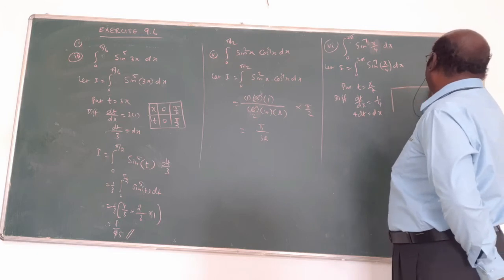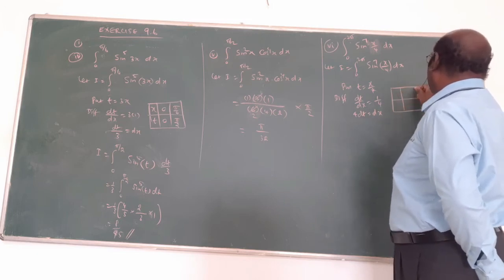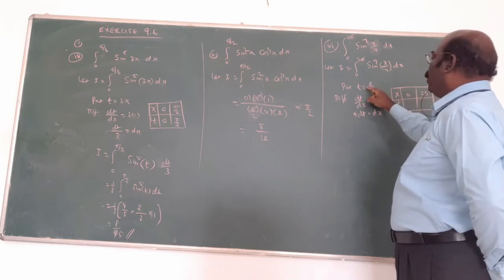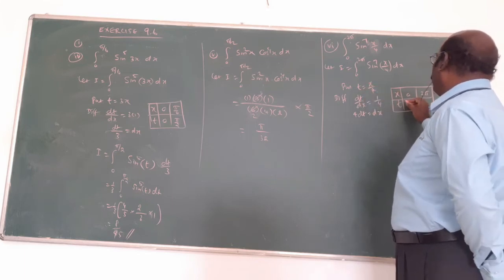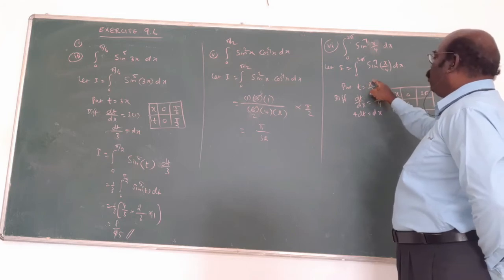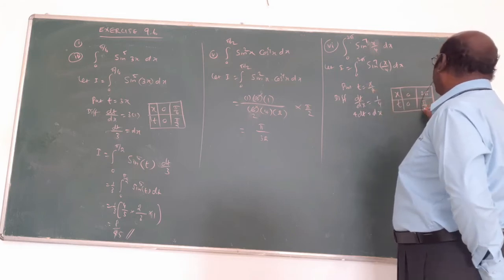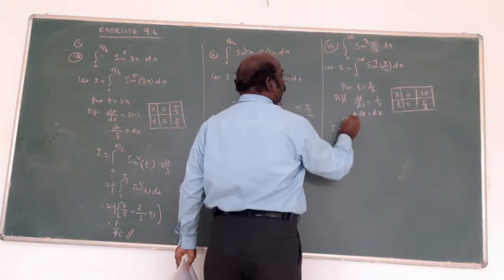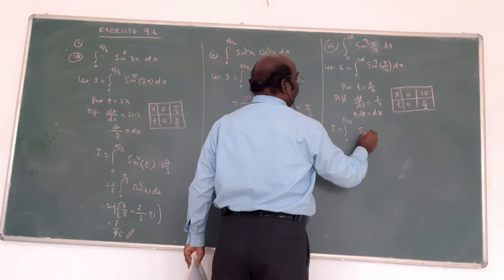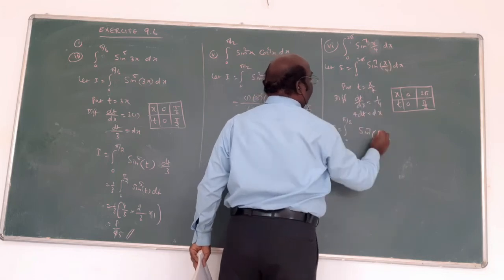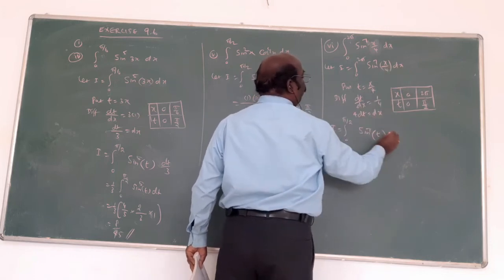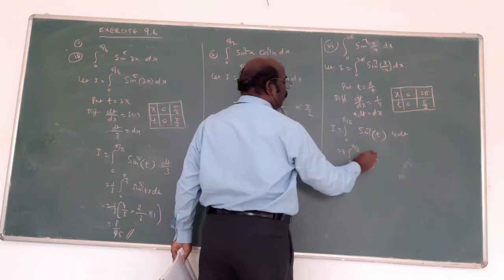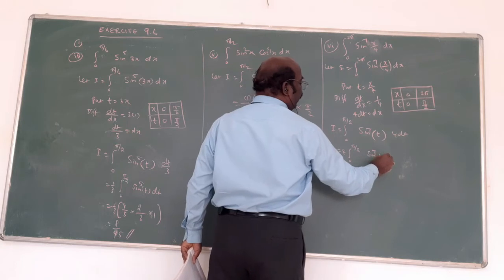Now change the limit. The x limit is 0 to 2 pi. We want the t limit. When x is 0, 0 by 4, t equal to 0. When x is 2 pi, 2 pi by 4, that's pi by 2. Now substitute here: I equal to the integral from 0 to pi by 2 of sin power 7 of this t. The dx becomes 4 dt. 4 is constant, 0 to pi by 2, sin power 7 t dt.